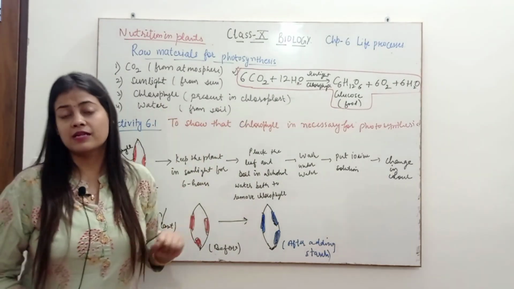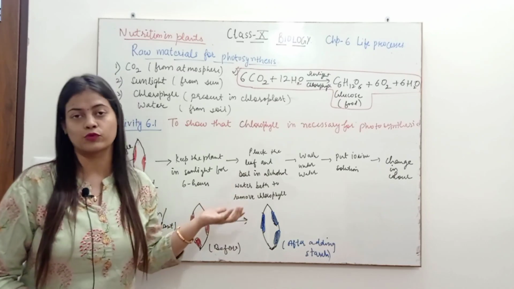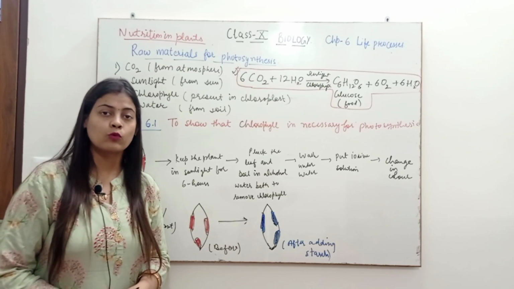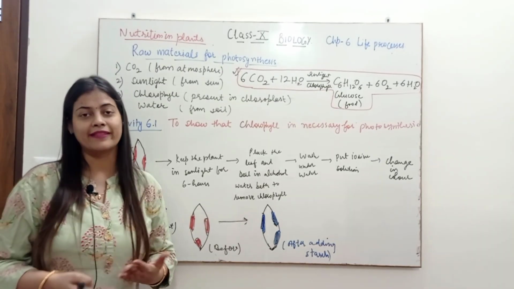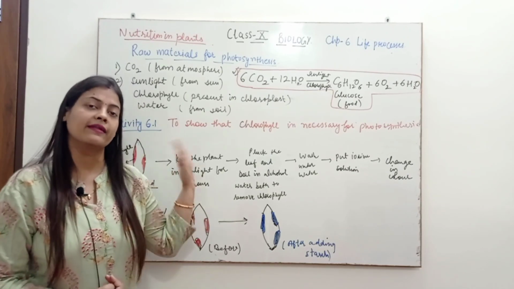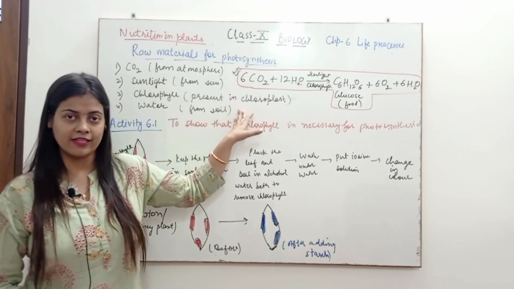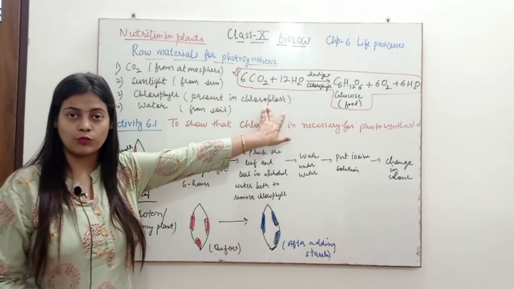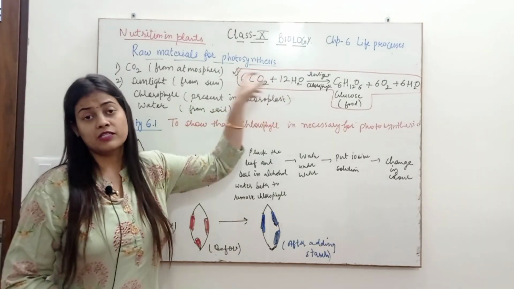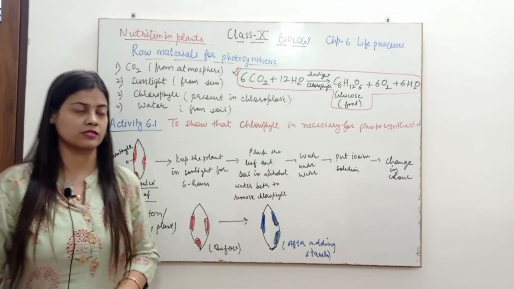Next, chlorophyll is required to trap the sunlight, which the plants get for photosynthesis. Next is water. Roots take water from the soil and transport it in the upward direction with the help of xylem tissue and take it to the leaf. So all these things get collected in the leaf, and inside the chloroplast the photosynthesis takes place. This is the reaction. It is very important. Here you can see the reactants as well as the products.